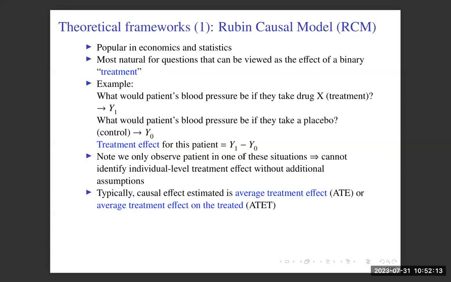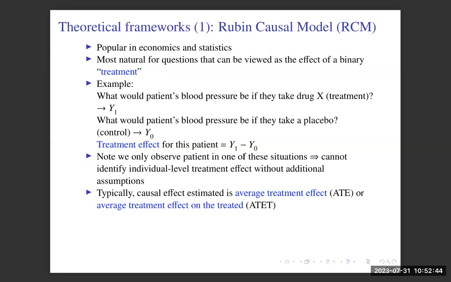Now, if you look at this example, we only observe the patient in one of these situations. Eventually, we're going to give them the drug or not. So that means that we cannot identify the individual level treatment effect without additional assumptions. For example, that their blood pressure would stay the same if you hadn't given them the drug, but you don't know that.